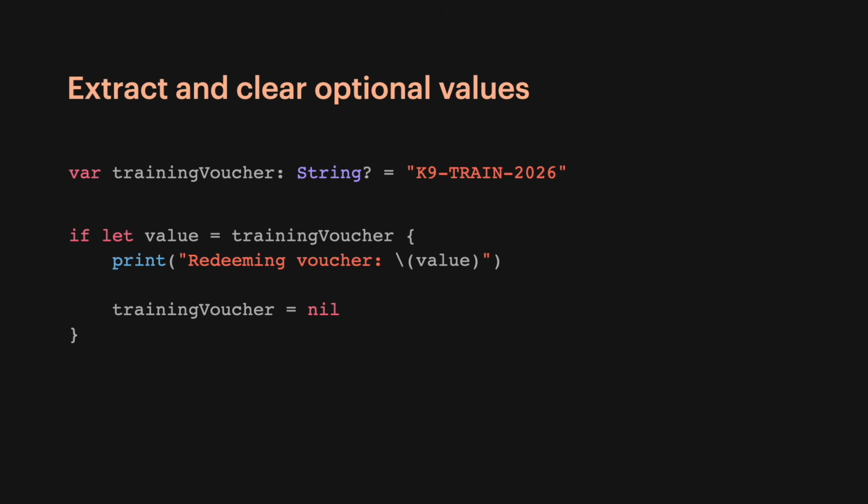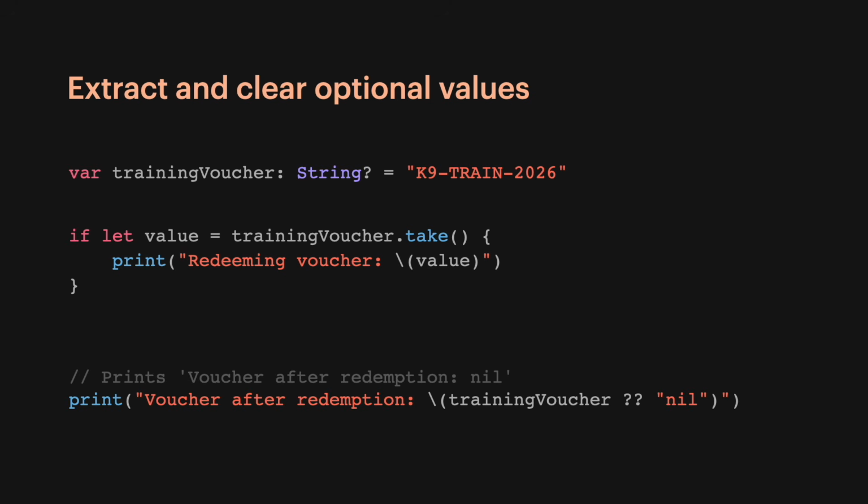Instead of unwrapping the value and setting it back to nil in two different operations, we can use a special method just for cases like that. The method is called take, and it was introduced in Swift 6. This new method takes the current value of the optional and returns it. It also assigns the optional to nil at the same time. If we try reading the training voucher later, it will not contain a value anymore.